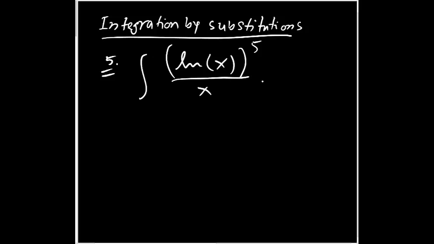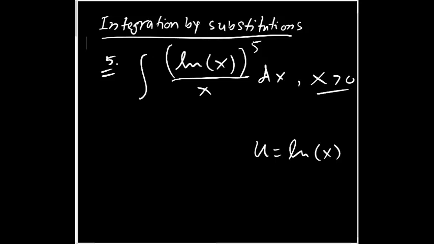So example number 5 will be like integration of natural log of x to the 5, divided by x dx. Okay, so the idea here is you choose one part as u, and then when you take the derivative, the other part should come out. And that's why we can see that I have natural log of x to the 5. I can say u equals natural log of x. In this case, our domain is x greater than 0, as they have given us.